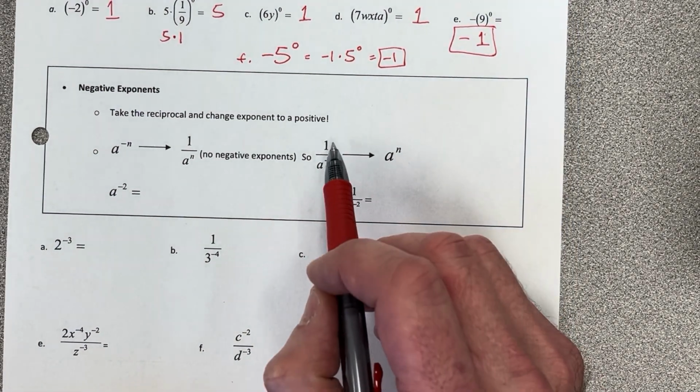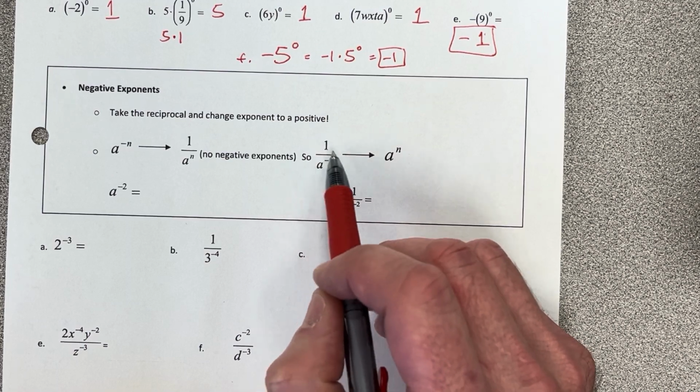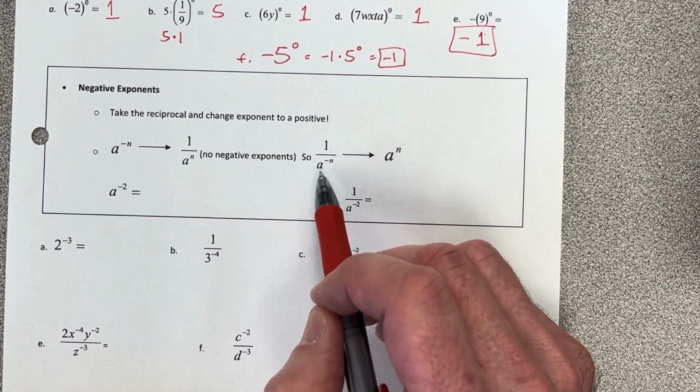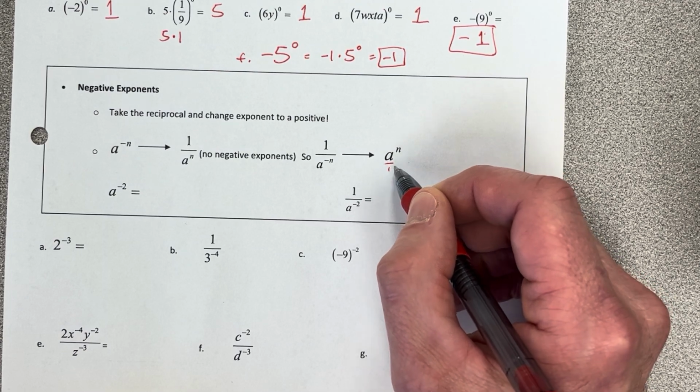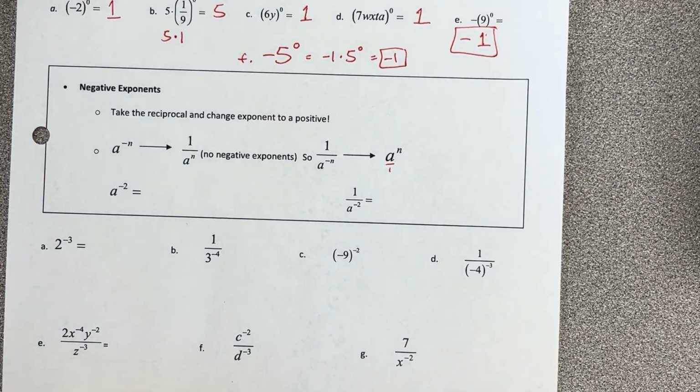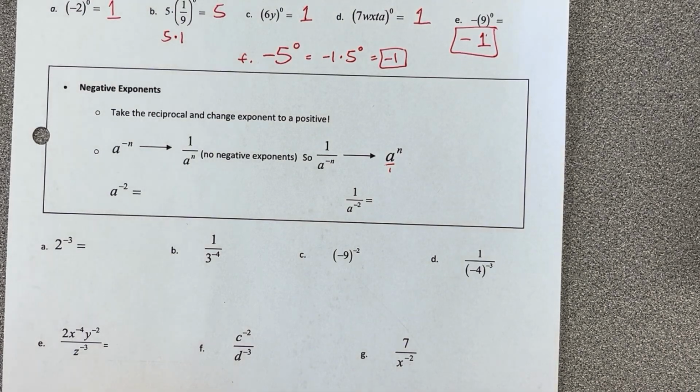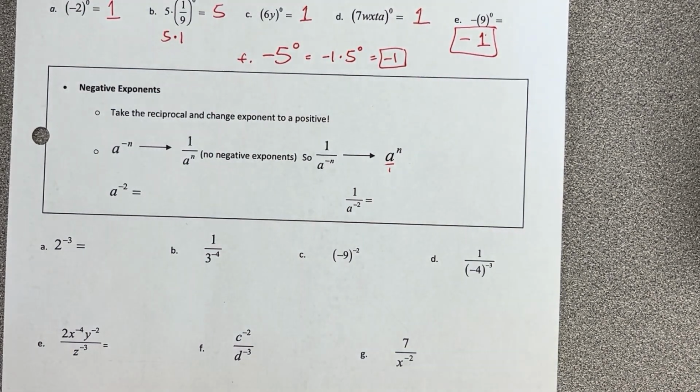If you happen to be in the denominator like so, you still take the reciprocal, you flip it over. Technically it's a to the n over 1, but we don't need to write that because the 1 doesn't do anything in that case. Or we could say a to the n divided by 1 is just a to the n.